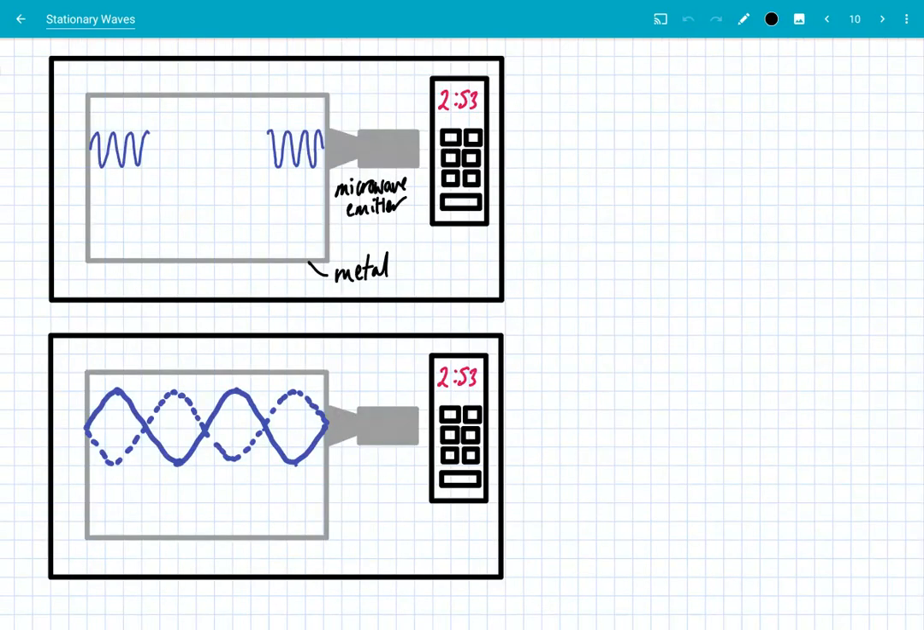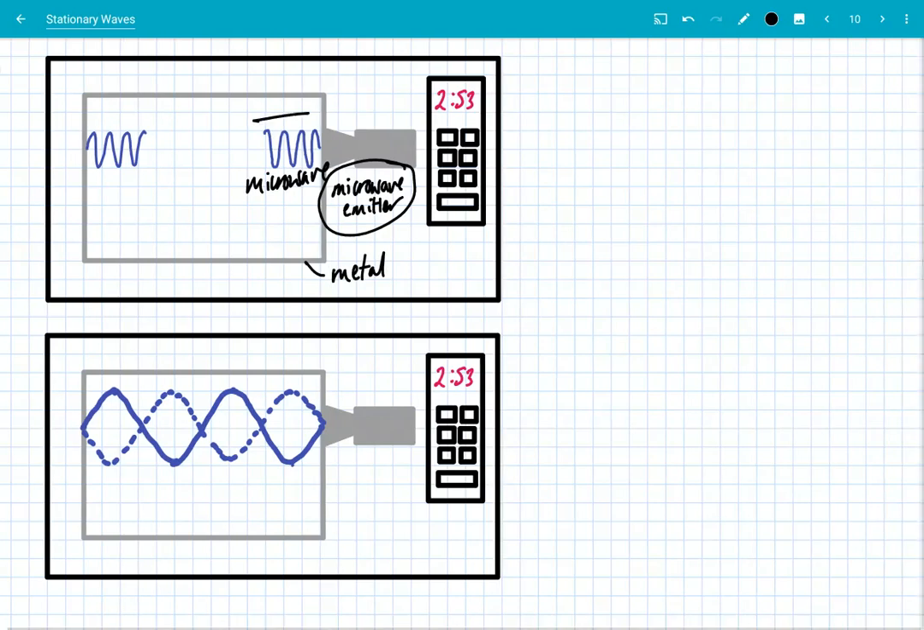This actually happens in your kitchen as well. So you've probably got a microwave in there, but microwave ovens work using stationary waves. Inside a microwave oven, you've got a microwave emitter, which continuously emits microwaves, you can see here. And the inside of the oven has got a metal casing. The metal causes microwaves to reflect. So the progressive waves are sent out, and when they hit the metal, they reflect. So we've got incoming progressive waves and reflected progressive waves, and when they interfere, we get a stationary wave pattern.